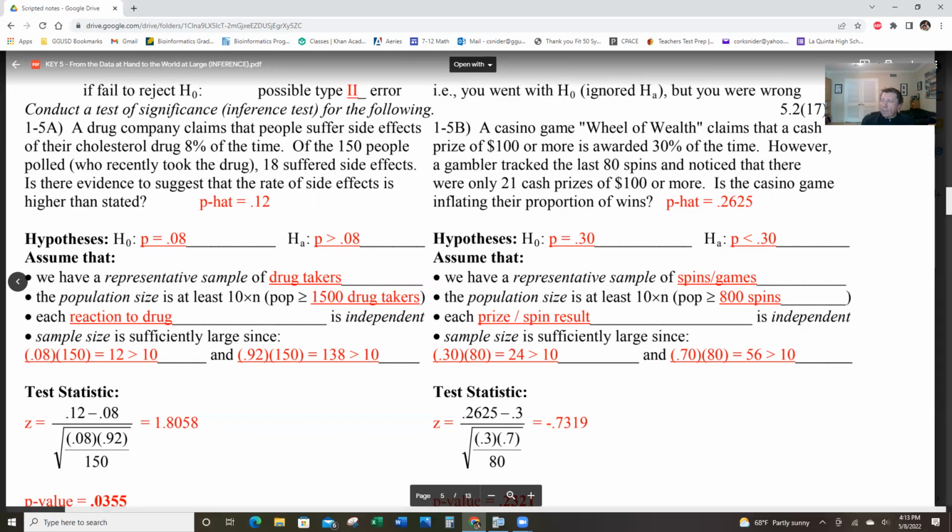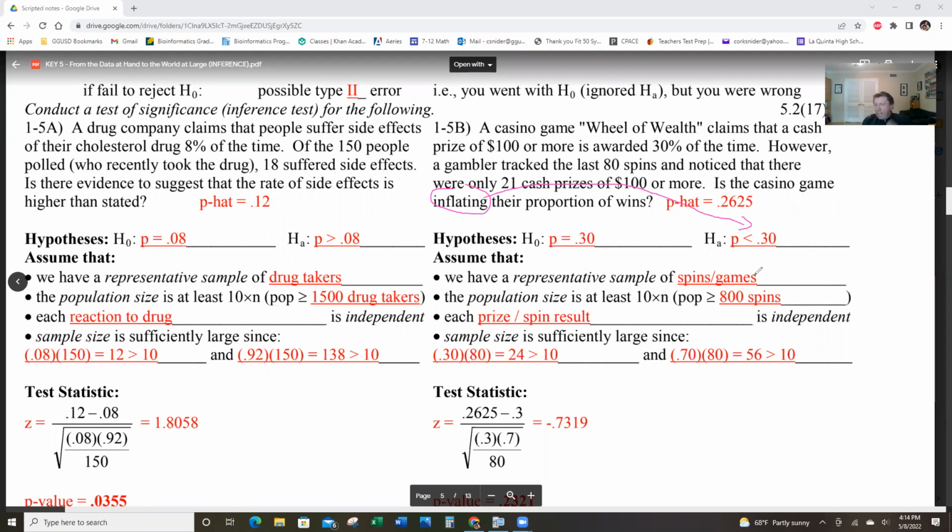All right. So H0, p is 0.3. I think that's pretty easy to see. And HA, inflating, the word inflating is another word that means that they're saying it's too high. So we're thinking it's less than 0.3. Okay. Here are our assumptions. Here's the S in SRS.